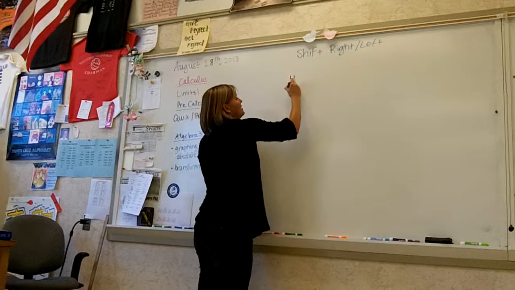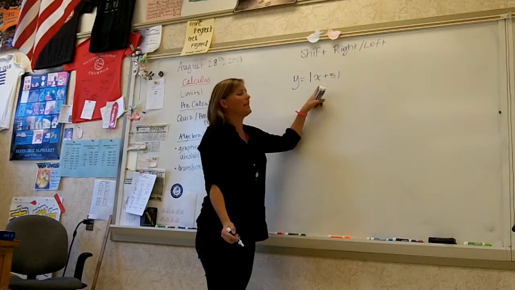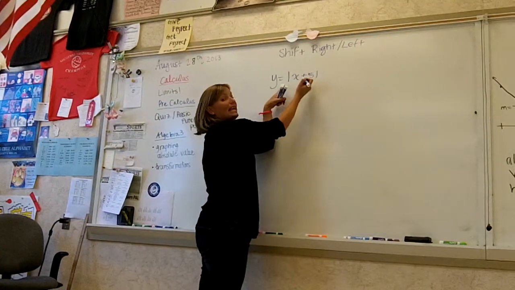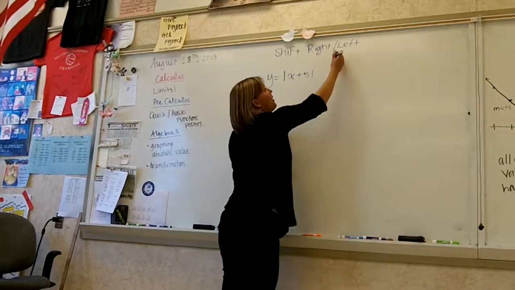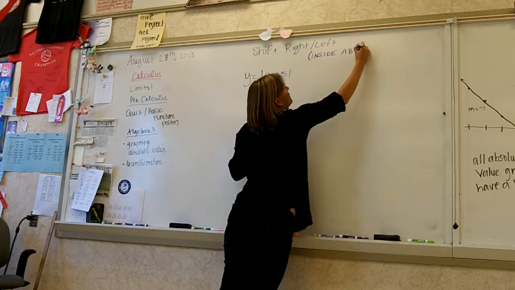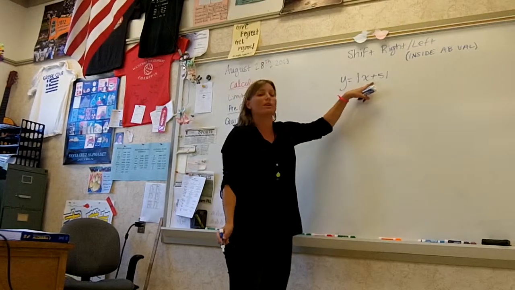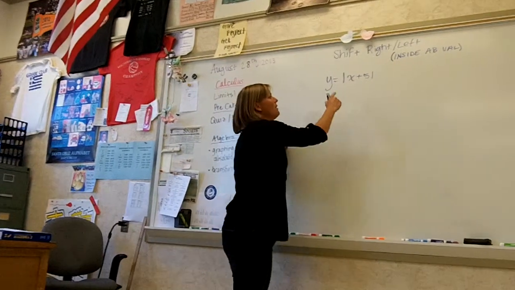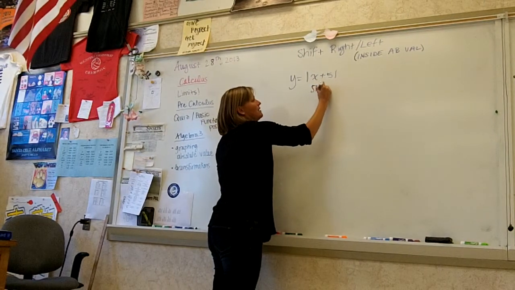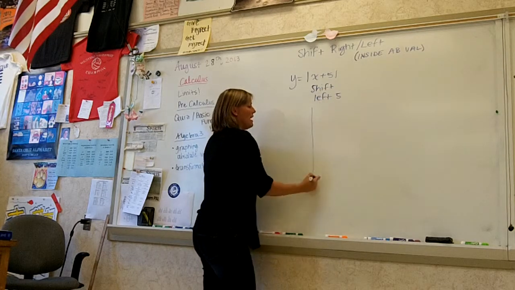So if I have this, y is equal to the absolute value of x plus 5, notice the location of where this number is. This number is inside the absolute value. So all of these always happen inside the abs val. All right, so that means if it's on the inside, you're going to be shifting it right or left. So if I have a positive number here, that means I'm shifting left 5.